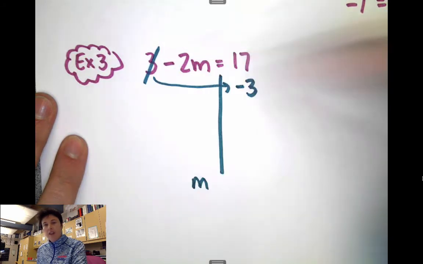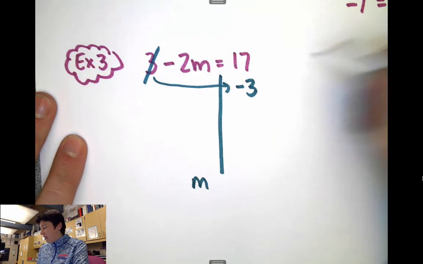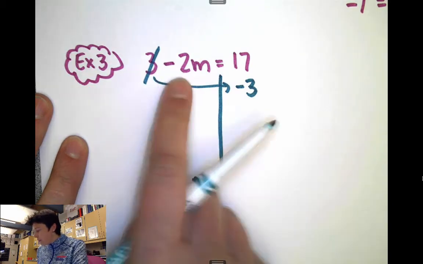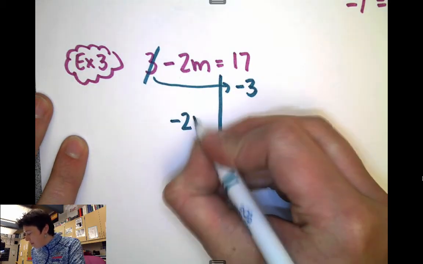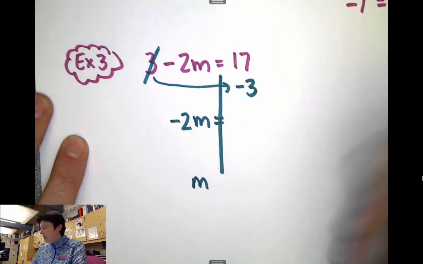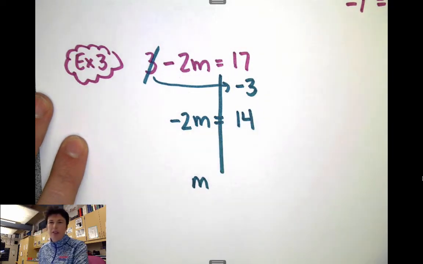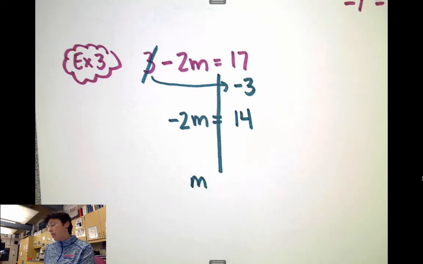Get rid of that. I'm going to have on this side, look what I still have. I still have a minus 2m. So I still have negative 2m equals, but on this side, 17 minus 3, that's 14. So I'm getting closer now. Now I still want to get rid of the negative 2.